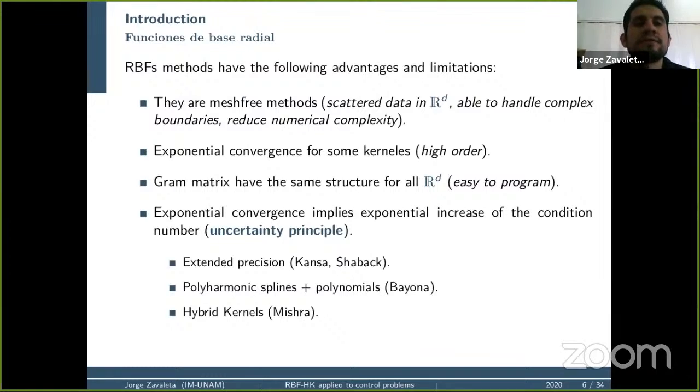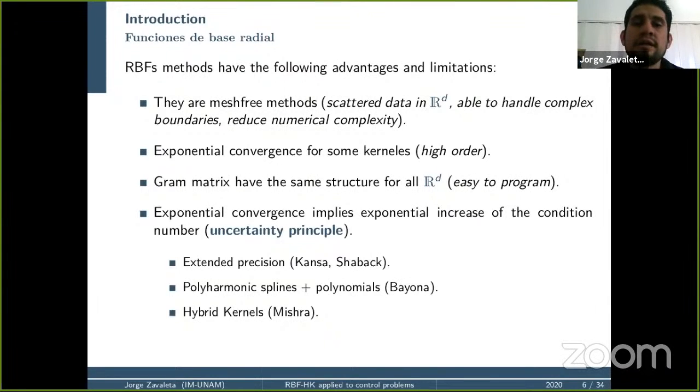Why use RBFs? RBF methods have the following advantages and limitations. They are mesh-free methods, which means that we work with scattered data in R^d. So we are capable of handling complex boundaries because we only manage scattered data, and we also reduce numerical complexity by avoiding the generation of a mesh that is needed for other methods. We also have exponential convergence for some kernels, which means that we have high order approximations.